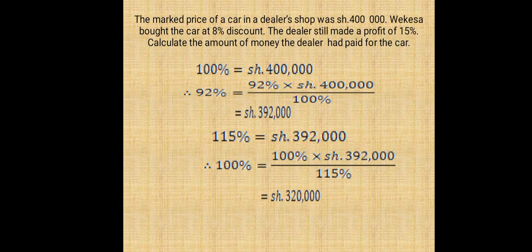But remember, at 392,000, the dealer still made a profit of 15%. So it means 115% is represented by 392,000 to the dealer. Now what is 100% to the dealer? You take 100 multiplied by 392,000 over 115. So 100% to the dealer represents 320,000, and that is the money that the dealer paid for the car.